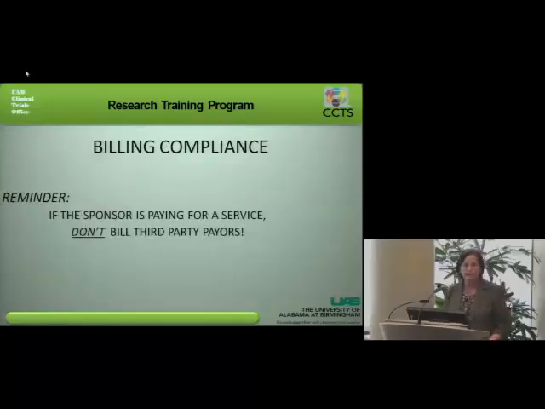From a billing compliance standpoint, if you have something in your budget, a lab, a procedure, that you have identified as needing to be paid for by the study, and the sponsor, when you have negotiated that budget, has agreed to that service being covered, don't ever bill third-party payers. Remember, you need to have a mechanism in place whereby any bills that need to come to the study will do so.